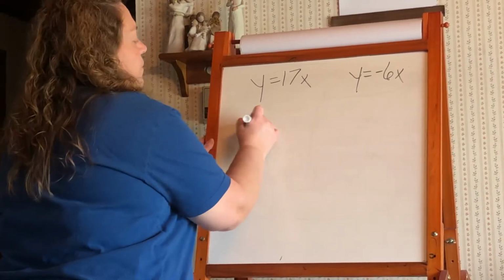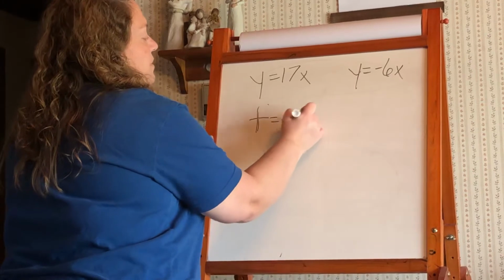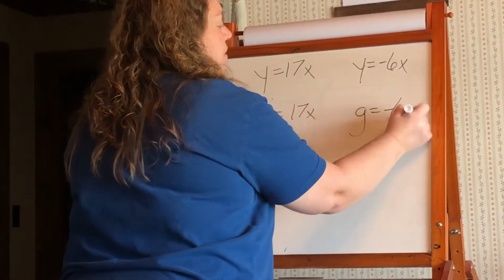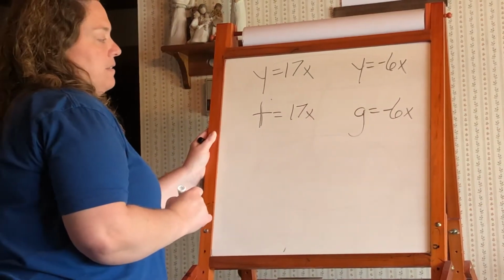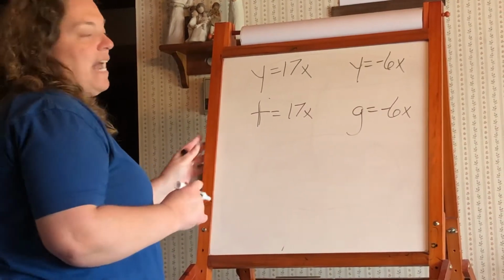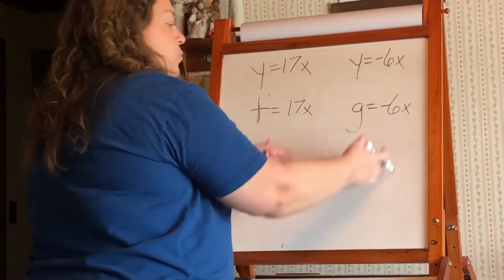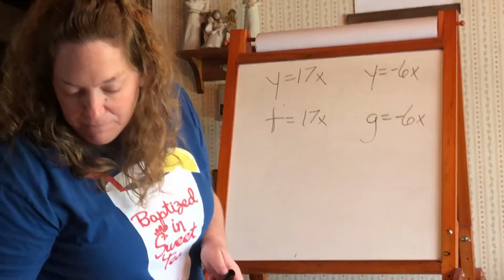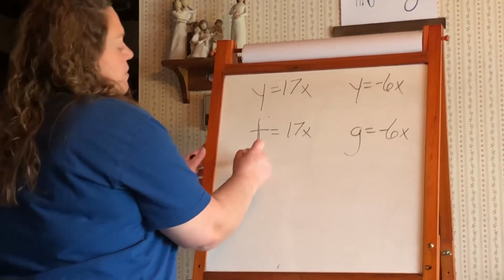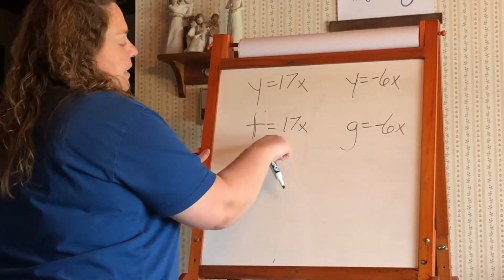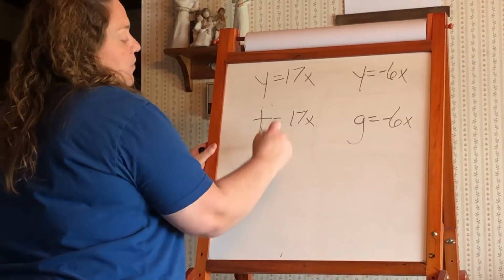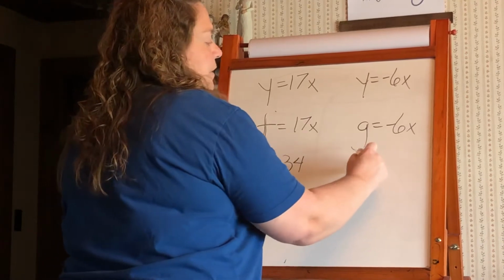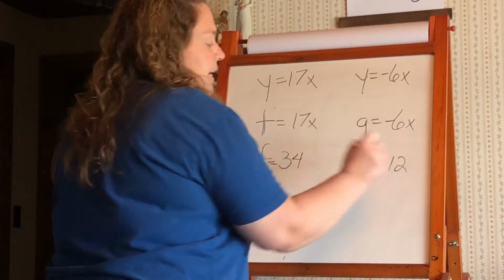So this one, we would do F equals 17x and G equals negative 6x. Now when they give us an x value, we can plug each one in. They give us the value of x equals 2. So for this one, that would be 34 if x equals 2. And this one would be negative 12.